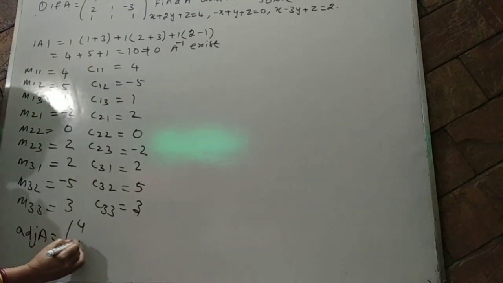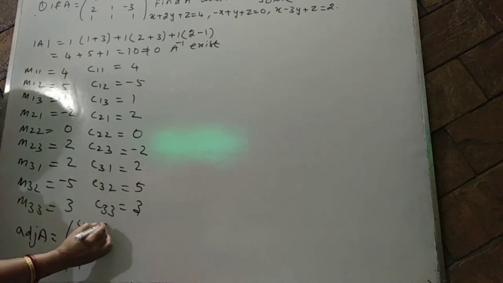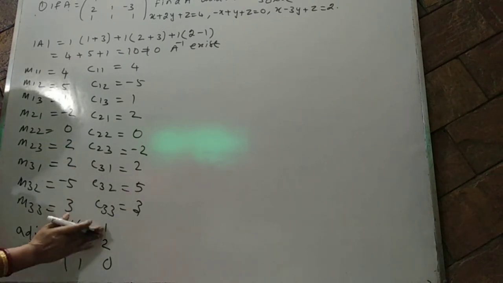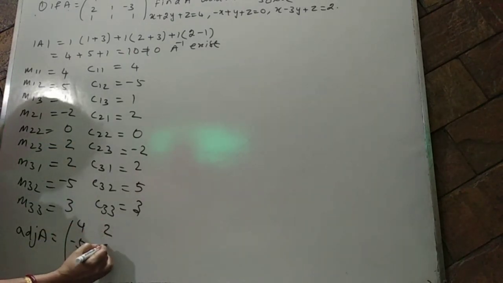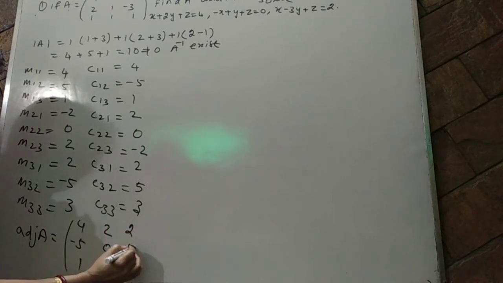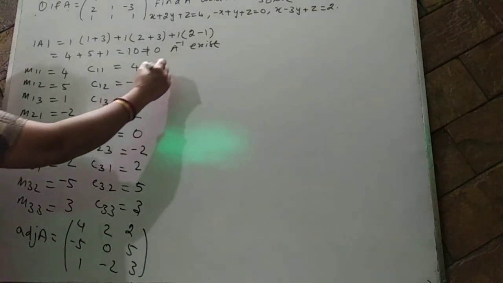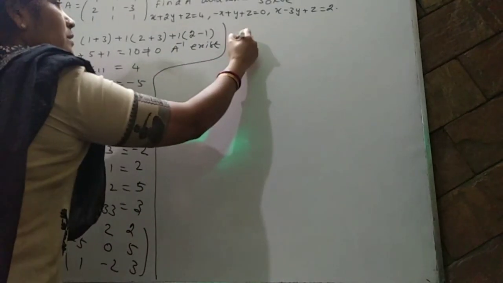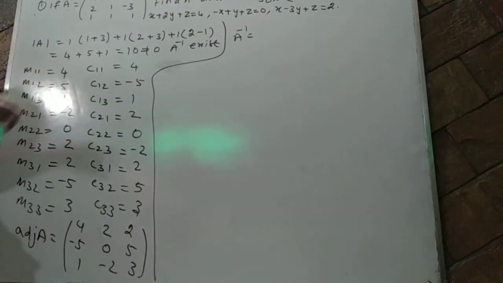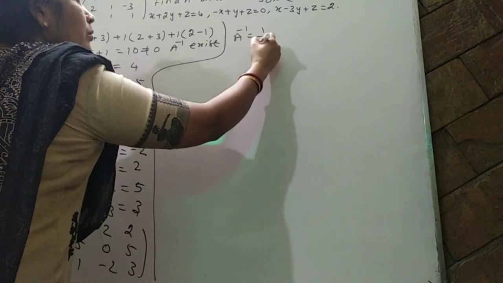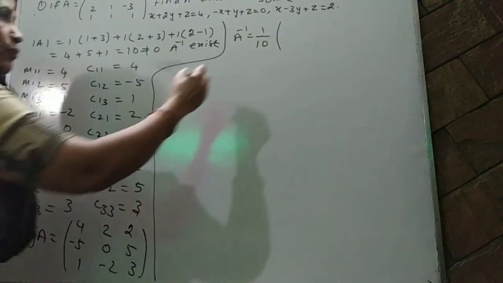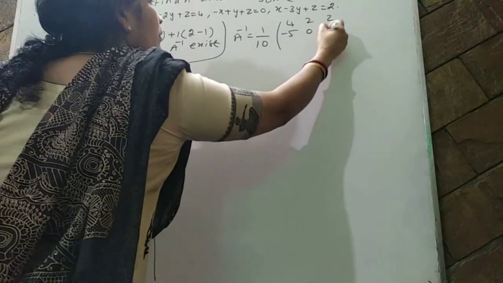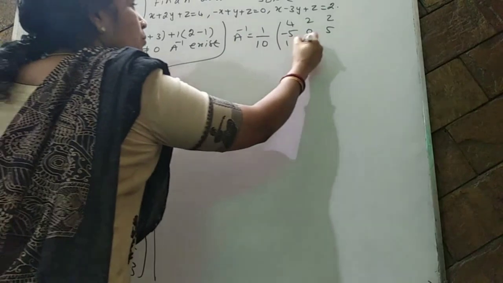Yes, better. 4, minus 5, 1, and then next column 2, 0, 2, that is 4, minus 5, 1. Then next column we are getting 2, 0, minus 2, and then 2, 5, 3. Okay, fine, adjoint. Now A inverse equals what we will get here? A inverse equals 1 by determinant A. Determinant A we have 10, so 1 upon 10 into adjoint of A, that is 4, 2, 2, then minus 5, 0, 5, and then next 1, minus 2, and 3.